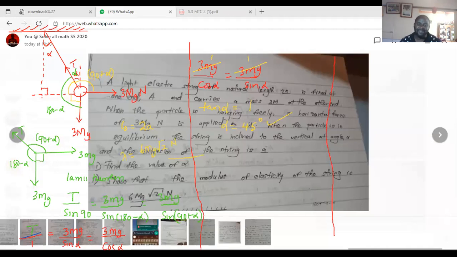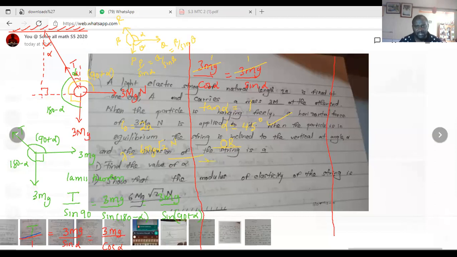Elizabeth is asking, but teacher, why are we using Lamy's theorem and not resolving? It's okay, Lamy's theorem is a shortcut. Lamy states this: if you have 3 forces P, Q, R, and R is opposite to theta, P is opposite to alpha, and Q is opposite to beta, then P over sine alpha is equal to Q over sine beta is equal to R over sine theta.